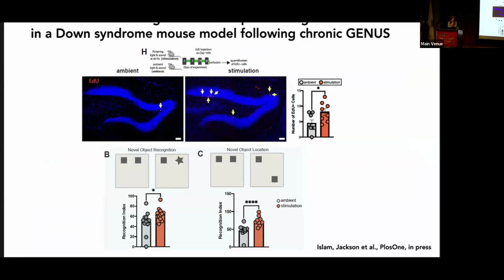And our most recent study showed that in a Down syndrome mouse model, where Down syndrome is caused by trisomy of chromosome 21 in humans, and these individuals show tremendous defects in brain development as well as embryonic and adult neurogenesis, we found that, again, chronic audiovisual stimulation can lead to a rather profound increase in adult neurogenesis in the dentate gyrus. And this is associated with improved cognitive behavior.